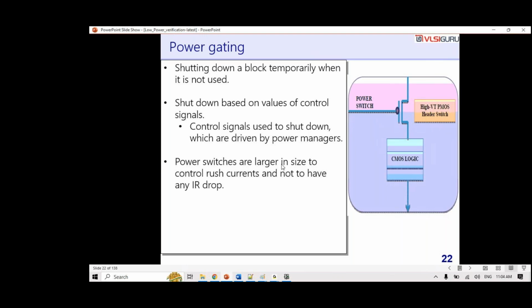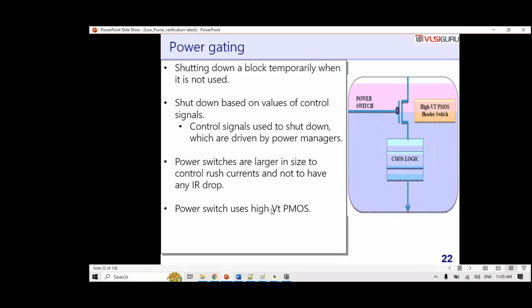Why will you make them larger in size? Because you want high threshold voltage, to control the rush currents and not to have any IR drop. I mean, if you have larger switches, the IR drop won't be there. The voltage drop will not be there.